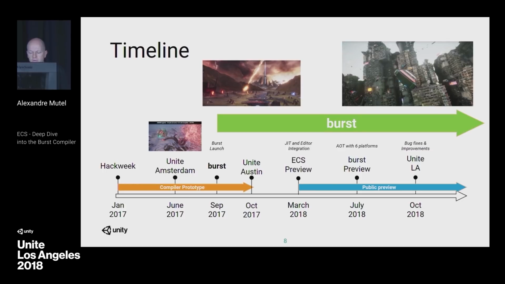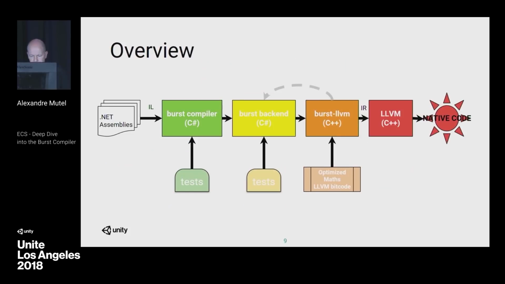Then we released the first preview of Burst at GDC this year, integrated with ECS and with the JIT, and the editor integration with the Burst inspector. Since then, we have been releasing more than 40 releases of Burst since its launch. And we released the preview of AOT compilation mode in July. All of this is, of course, part of this performance by default equation that we want to challenge.